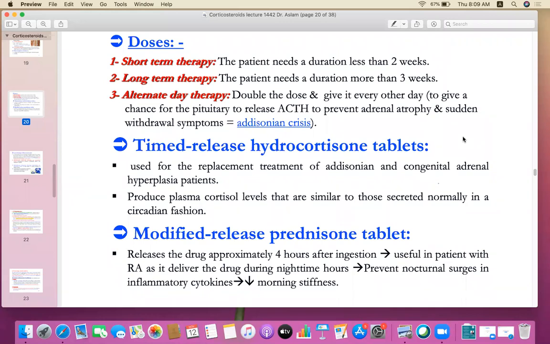But what happens when we give it from the outside, in terms of medications? You should consider there is a negative feedback mechanism in the secretion of most of the hormones in the human body. You should know the negative feedback mechanism. Now, what is the negative feedback mechanism?